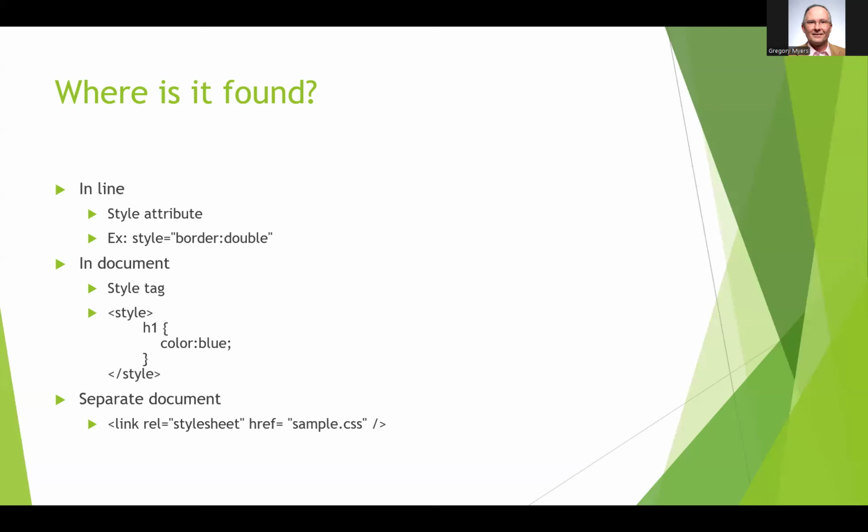And then ultimately what we're going to get to is having it in a separate document with a .css file extension. We simply link from the HTML file to the sample.css file in this case, and all of the styling for the document is found in the .css file. You can also have multiple .css files. The big advantage with this approach is that you can change the .css file and not have to change the .html file. For instance, you might want to change the color for an H1 heading from blue to red.